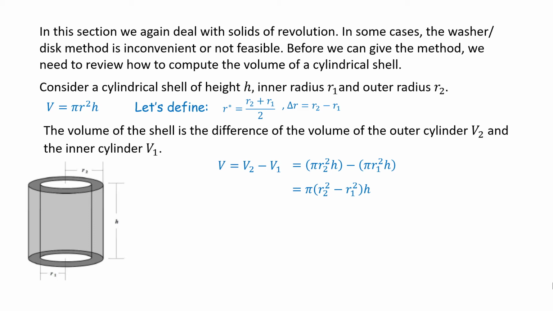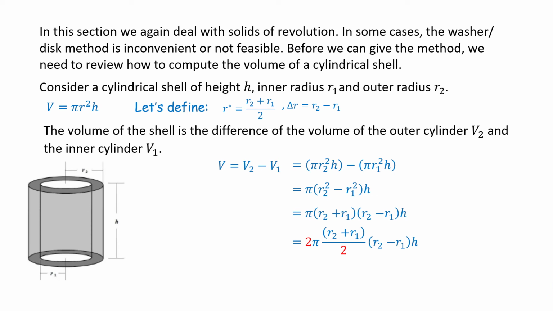Note that r sub 2 squared minus r sub 1 squared is a difference of squares, so let's factor that out. That'll take us to pi times r sub 1 plus r sub 2 times r sub 2 minus r sub 1 times h. To simplify, we're going to multiply by a factor of 1, which we will represent as 2 over 2. That is, we'll have 2 pi times r sub 2 plus r sub 1 in parentheses divided by 2, still times, in parentheses, r sub 2 minus r sub 1, times h.